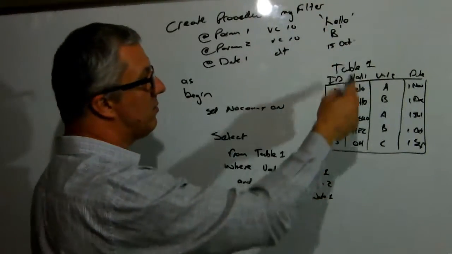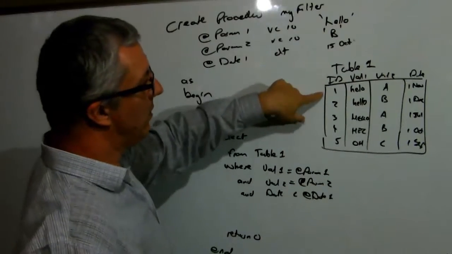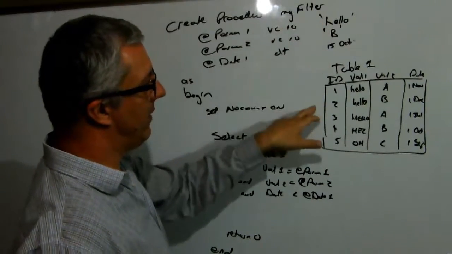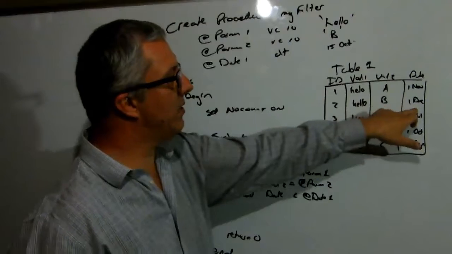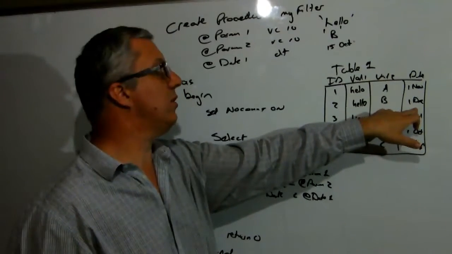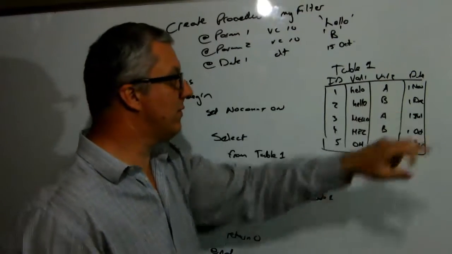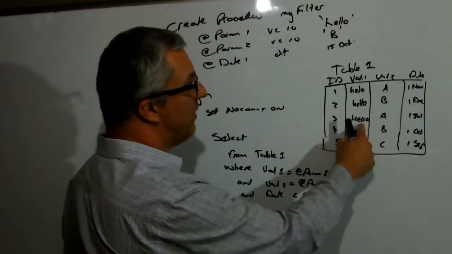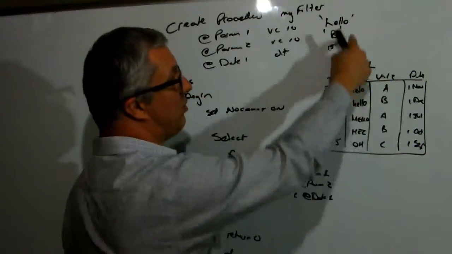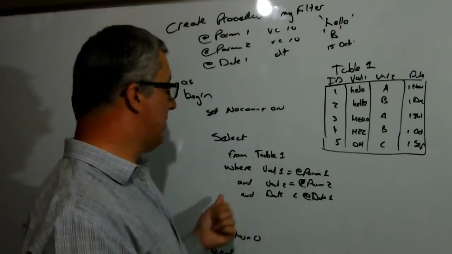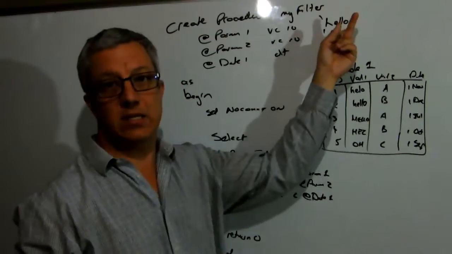The fields that it's going to return on this: that one doesn't match on the hello. That one matches on the hello, but it's not before the 15th of October. It's the 1st of December, so that one won't. This one will, hello matches. Remember, when you do a select like this, it's not case sensitive.